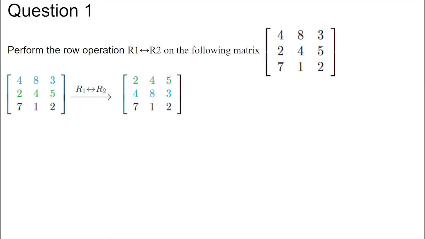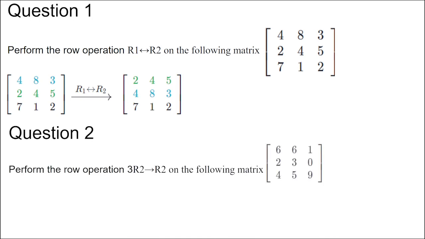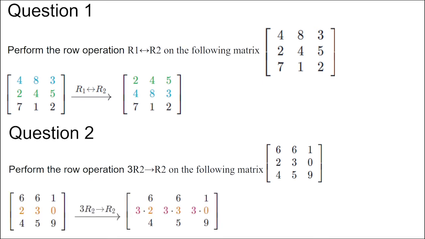Okay, next, question 2. Perform the row operation 3R2 to R2 on the following matrix. In this question, we want to multiply row 2 by 3, so row 2 will become 6, 9, 0, and row 1 and row 3 will be unchanged.